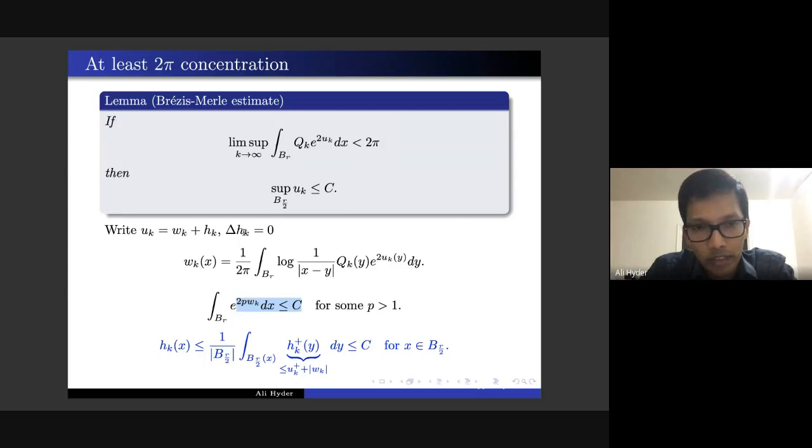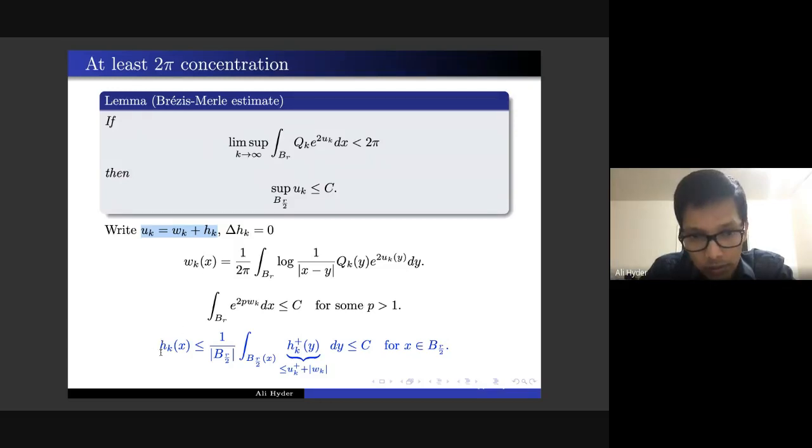And about the function h_k, it is harmonic, so we can use the mean value theorem to conclude that h_k plus is less than or equal to the integral on B_R by 2 of h_k plus y dy, and h_k plus, again because of this splitting, is less than or equal to u_k plus w_k. And again here, if we integrate w_k using Fubini's theorem, we get this whole thing is uniformly bounded. But now we are in a smaller domain.